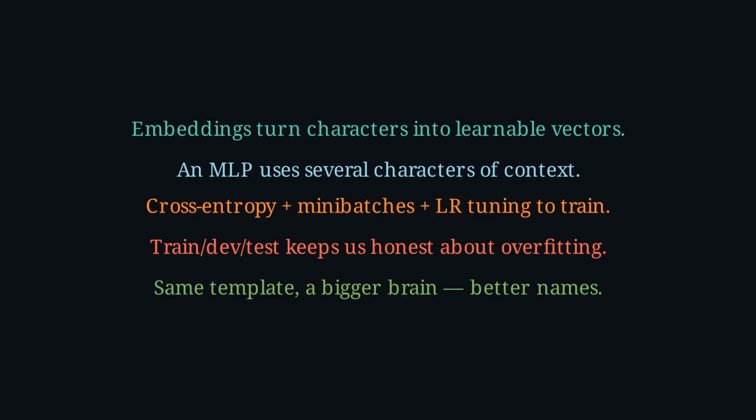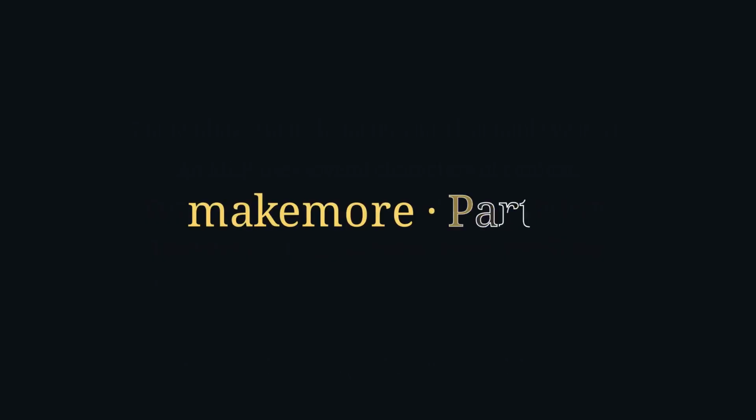Same overall template as the bigram model, just a much bigger brain in the middle. And the names improved a lot. Next time, we look inside the network while it trains, at the activations and gradients, and meet batch normalization, a trick that makes deep networks train far more reliably. See you there.